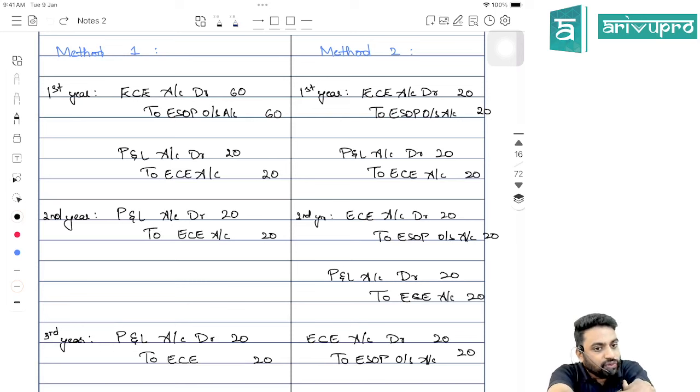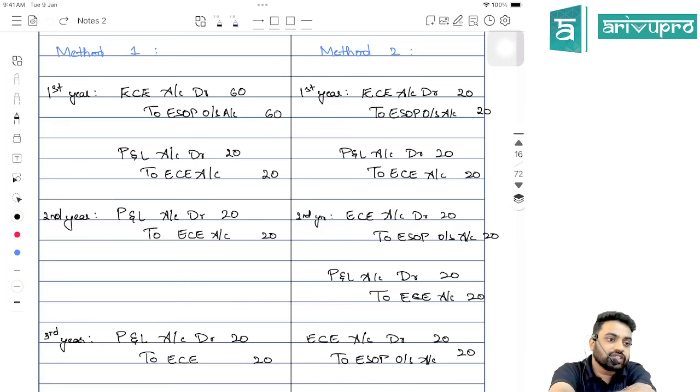We should write off only to the extent of how much is related to this period. So what we will write, ECE to ESOP outstanding. Later to P&L, how much we are going to charge only to the extent of how much is relating to this year. So whole 60 we are not going to charge. We are going to write off 20. So P&L account debit to ECE account 20.